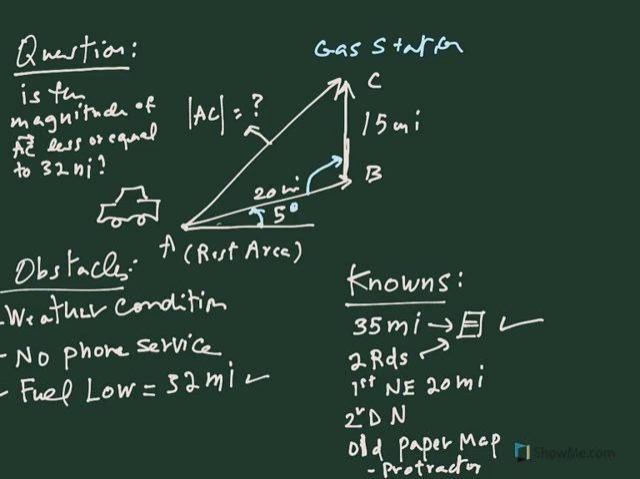So to use a different page, and draw this again. So that's the diagram. That's the first vector, that's the second vector, and that's their resultant. And that's the angle that needs to be found. And this one was found from the protractor as a 5-degree angle.